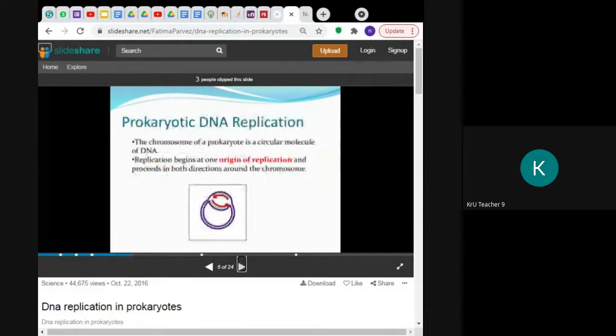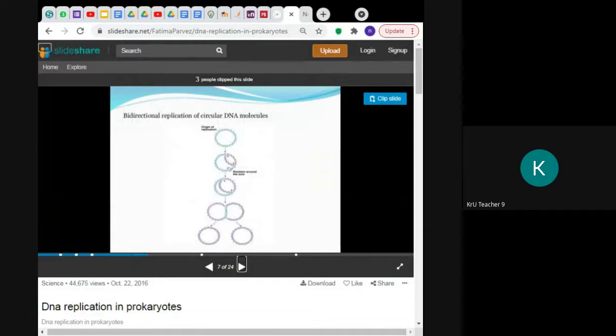Prokaryotic DNA replication. In prokaryotic organisms, the chromosome is a circular molecule of DNA. So the replication begins at one place, called the origin of replication, and proceeds bidirectionally around the chromosome like this. That's why we can see the replication in theta form in prokaryotes. So this is how the replication starts, and thereby it forms two different cells.